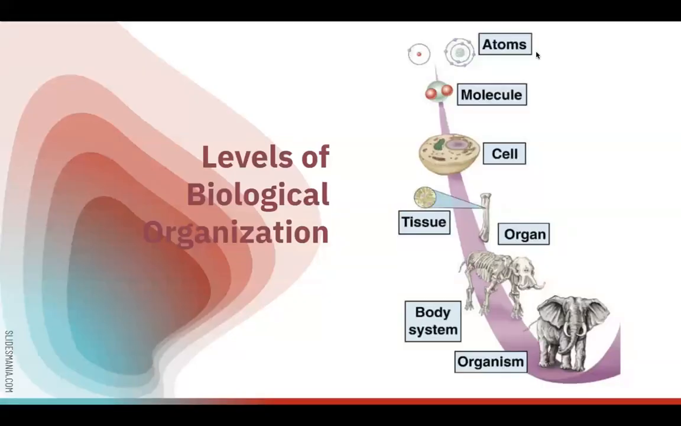Firstly, I wanted to go over the levels of biological organization because sometimes it can get confusing as to which level we're talking about. So obviously we are first starting with atoms, and those atoms create molecules, which create organelles, which isn't pictured here, but those organelles form cells, then those cells form tissue.